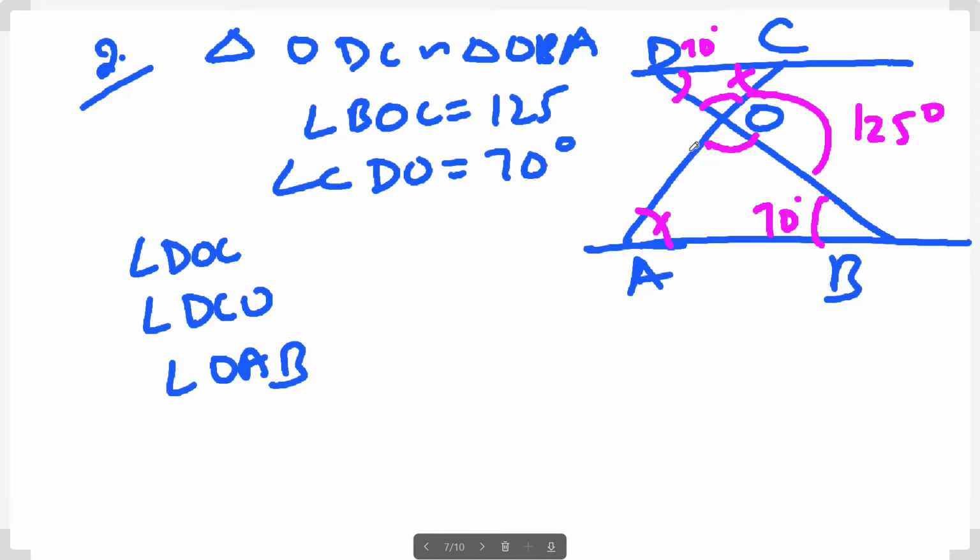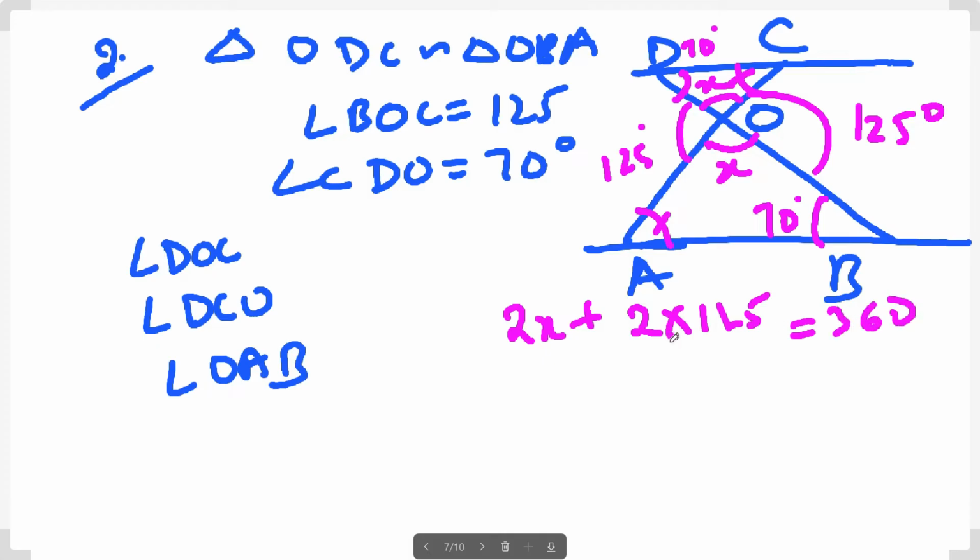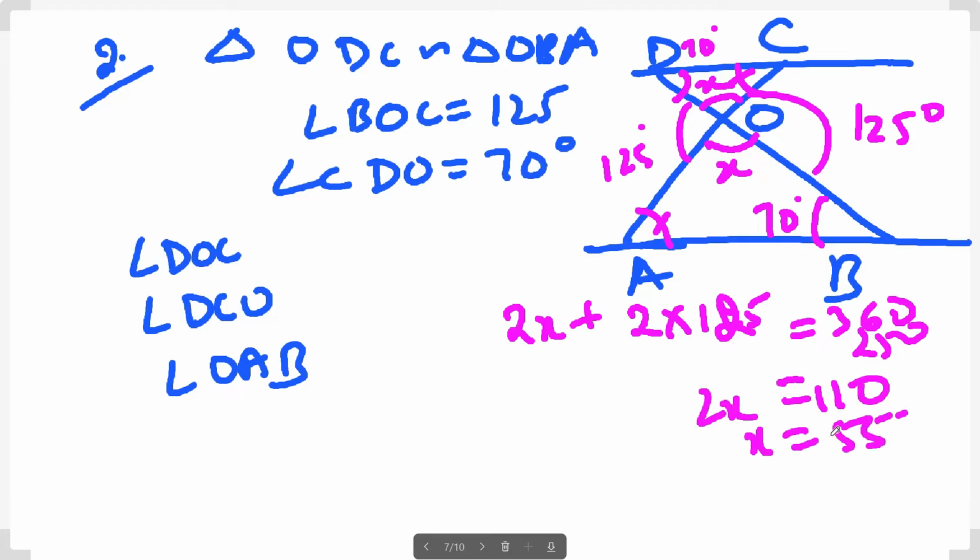Now this angle is 125. These two angles are equal. This is also 125, vertically opposite angles. The total is 360. Let's take this as x. 2x plus 2 into 125 is equal to 360. 2 into 125 is 250, 250 goes to the other side, 110. 2x is equal to 110, so x is equal to 55. So we know that this is 55. This is 55. This is 55. So how do you find the remaining angle?